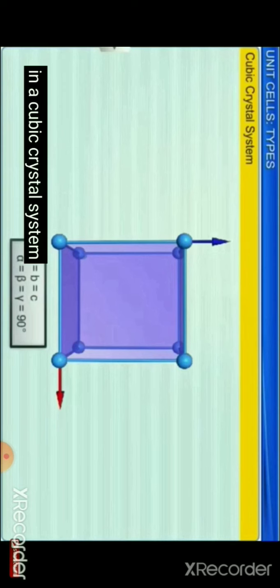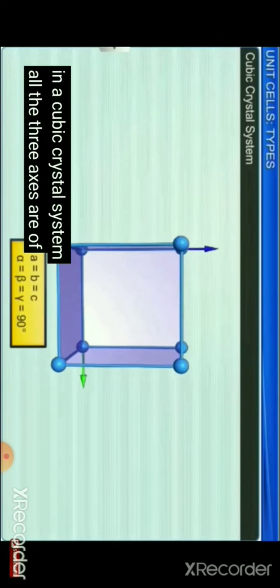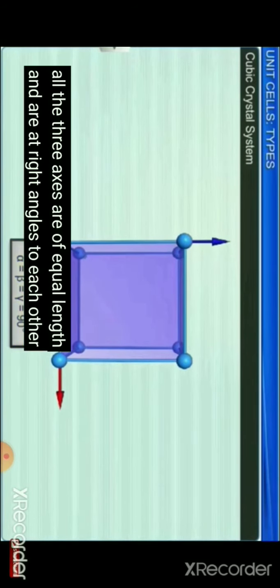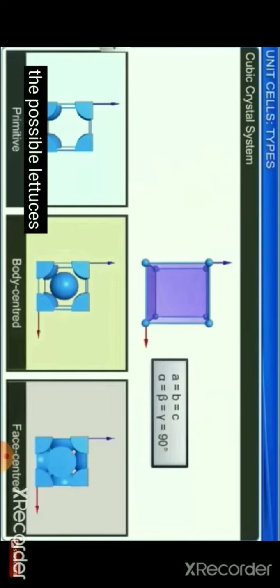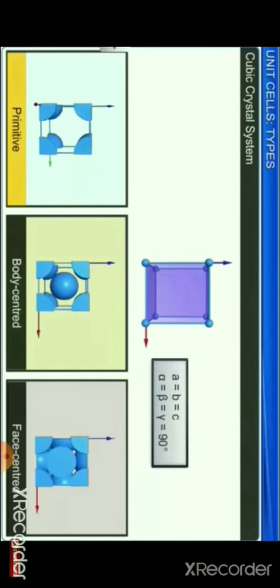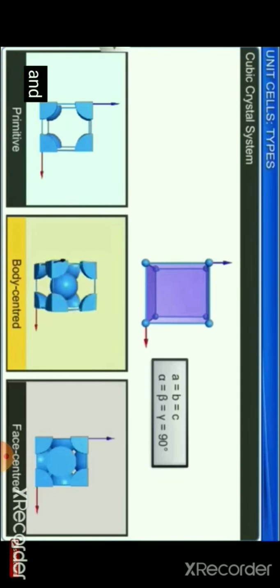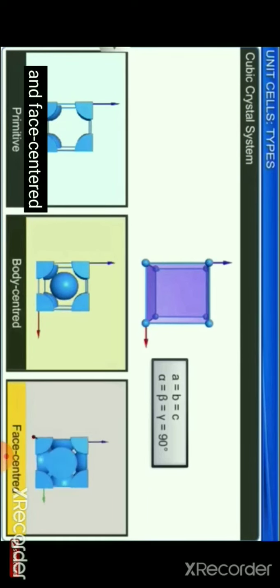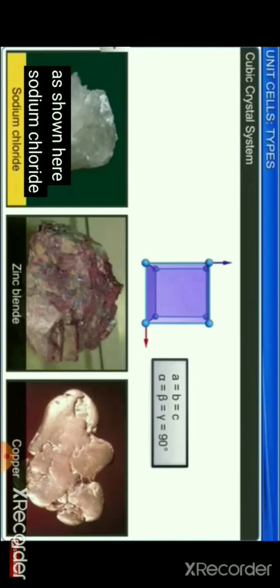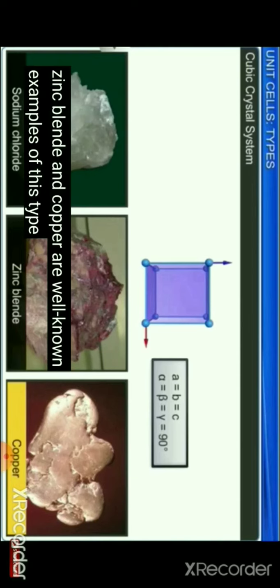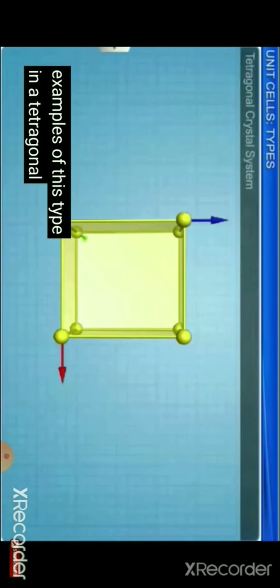In a cubic crystal system, all the three axes are of equal length and are at right angles to each other. The possible lattices are primitive, body-centered and face-centered. Sodium chloride, zinc blende and copper are well-known examples of this type.